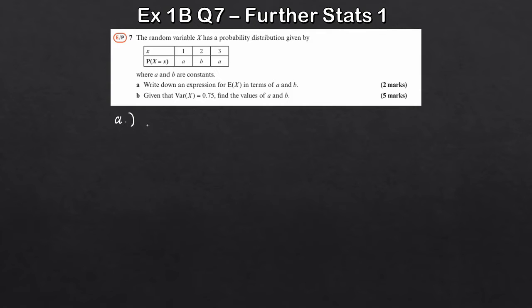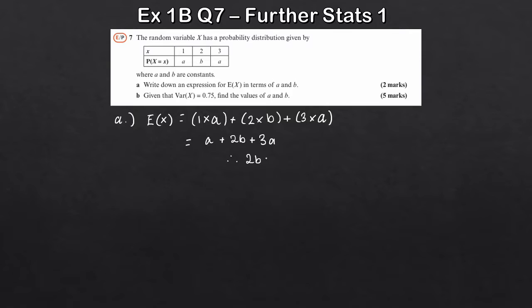To write down an expression for the mean, the expectation of x. Remember, like we just did before in the previous question, we do our x times by the probability and sum those up. So that's going to be 1 times a plus 2 times b, finally plus 3 times a. So let's collect all these terms together now. So that's a plus 2b plus 3a. So therefore 2b plus 4a. Or really, I should write that as 4a plus 2b. Looks a little bit nicer there. In alphabetical order, so 4a plus 2b.